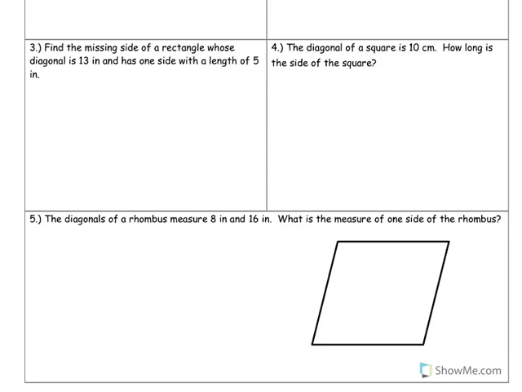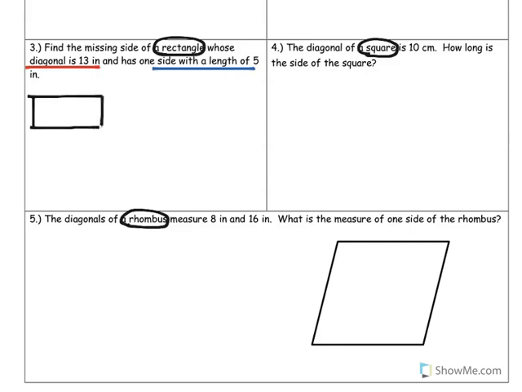3, 4, and 5 are all about geometry, okay? So the first one is going to be about a rectangle, then it's going to be about a square, and then we're going to talk about a rhombus, okay? So when it says find the missing side of a rectangle whose diagonal is 13 inches and whose side length is 5. So let's draw a rectangle, okay? And then let's draw in our diagonal. And let's label that 13, okay? And then I'm going to say a side length, which you can pick one, whichever one you would like.